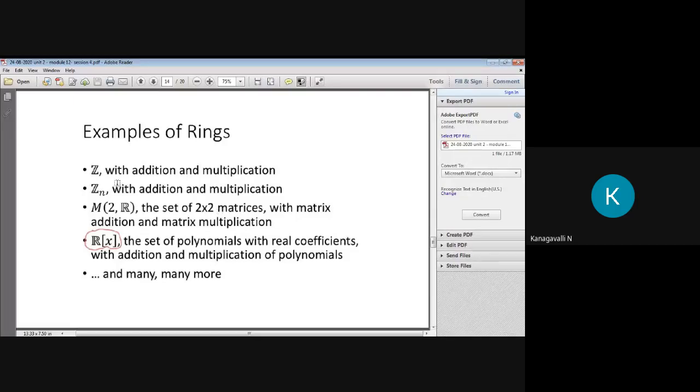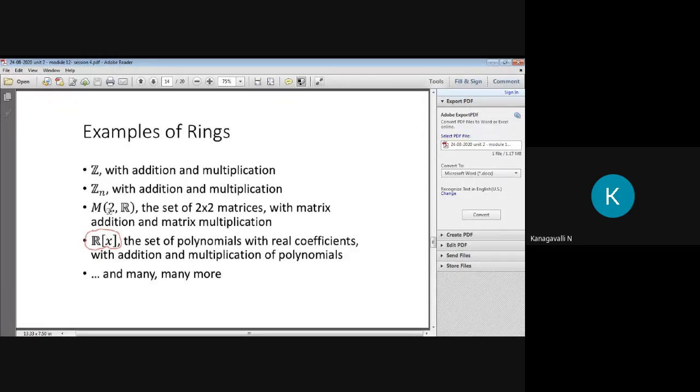Check here. Your integers with addition and multiplication. So you need to check, take only the integer part. You have to check whether both addition and multiplication are covered or not, right? See, these are all definitely under your rings. That's why I'm taking these examples.